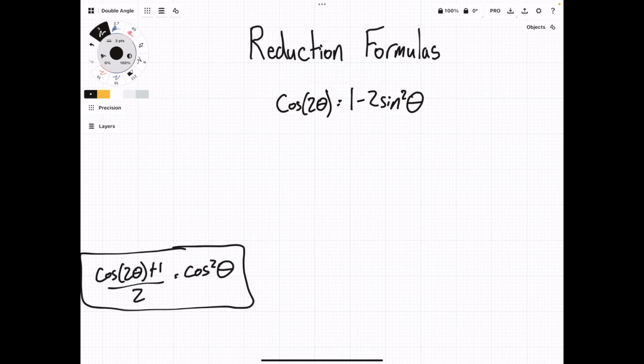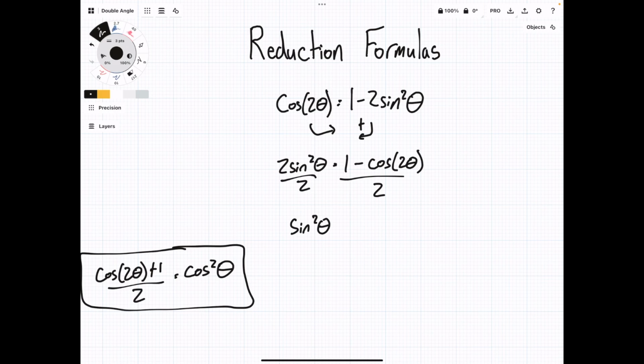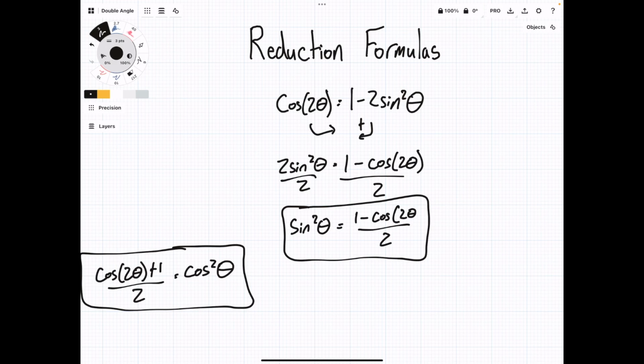In this case, we're going to solve for sine squared theta. Again, this time we're going to add this across. So we'll have 2 sine squared theta equals 1 minus cosine 2 theta. I just swap these. Then I'm going to divide each side by 2, and then we'll have sine squared theta equals 1 minus cosine 2 theta over 2. And there's our second reduction formula.